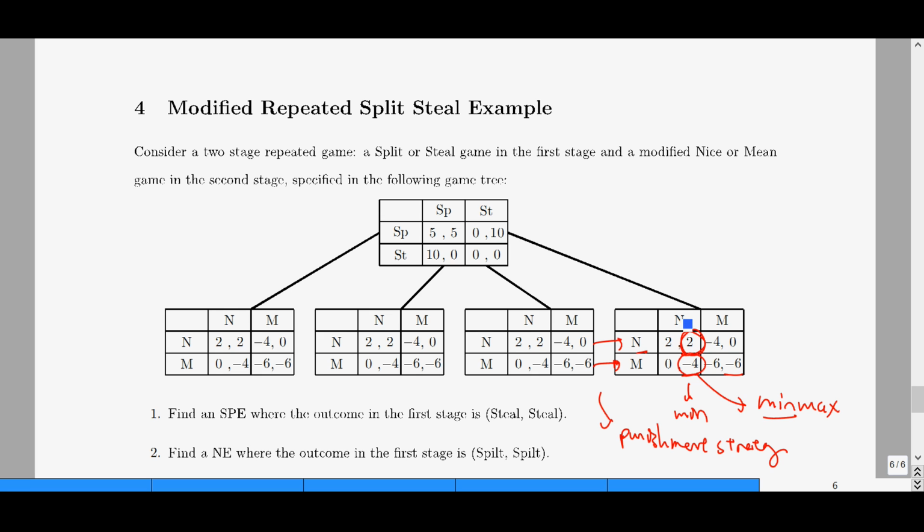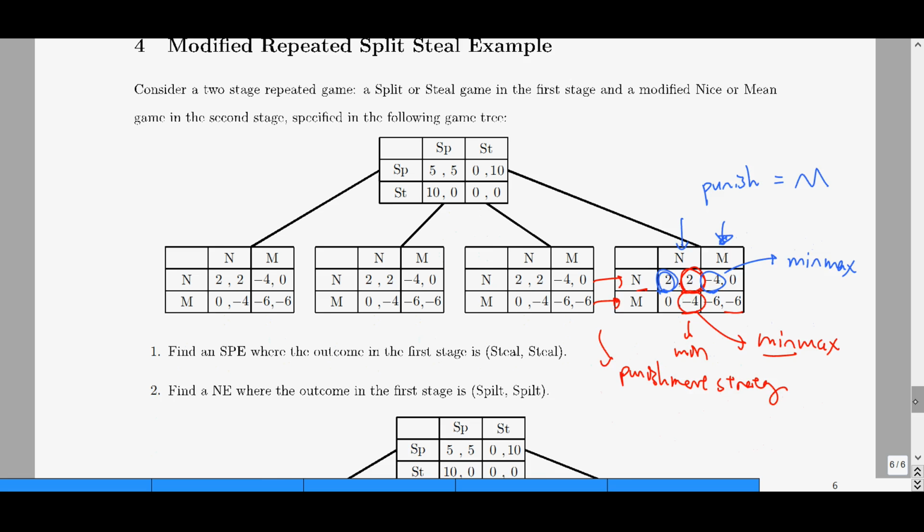Let's do this again. If the other guy chooses N, then I will best respond by comparing 2 and 0. I'll choose 2. And if the other guy chooses M, then comparing -4 and -6, I will choose -4. Among these two, the other guy wants to minimize my payoff. So this one is the minimax payoff, and the action that corresponds to this is the punishment strategy. So the punishment strategy is equal to M as well for the other guy.